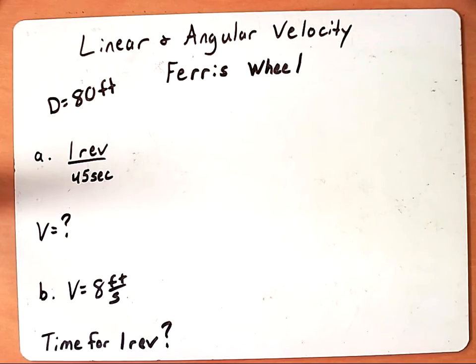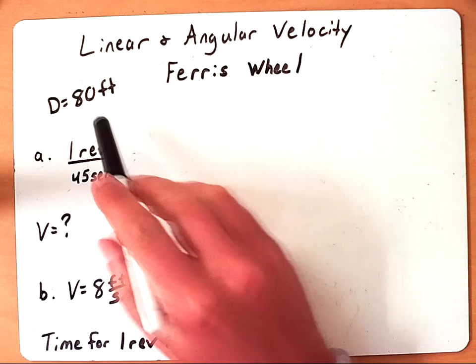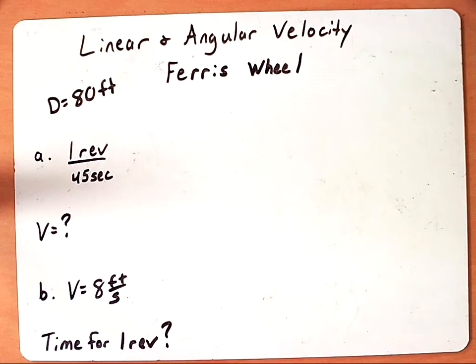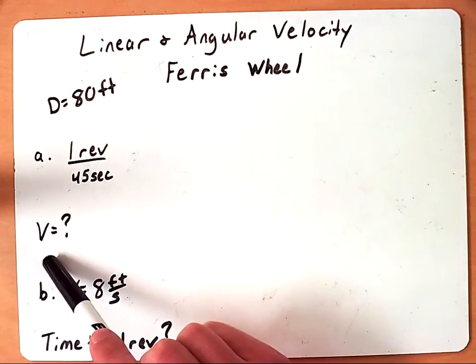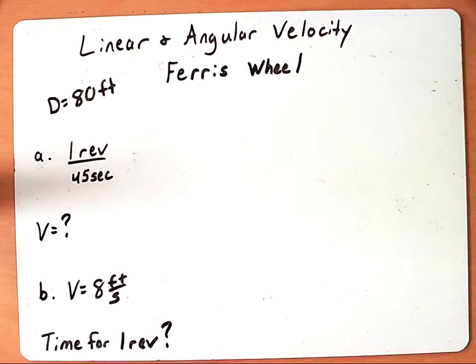Today we're going to take a look at a linear and angular velocity problem that deals with a Ferris wheel. The only information we are given to begin with is that it has a diameter of 80 feet. Part A says the Ferris wheel makes one revolution every 45 seconds, and they want us to find v, the linear velocity of the Ferris wheel.